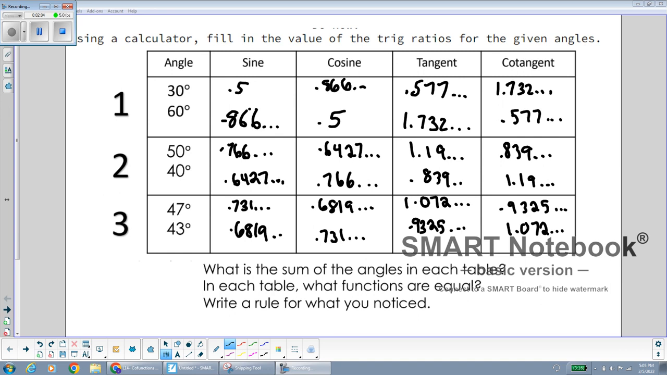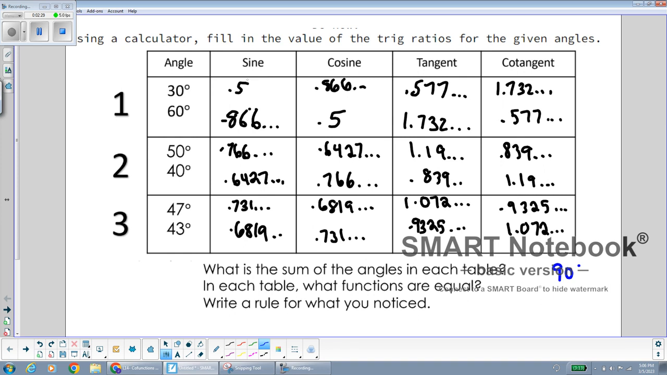It says, what is the sum of the angles in each table? Take a look. What are the sums of 30 and 60, 50 and 40, 47 and 43? They all add to 90 degrees. In each table, what functions are equal? So in table 1, that's the 30 and the 60-degree angles.